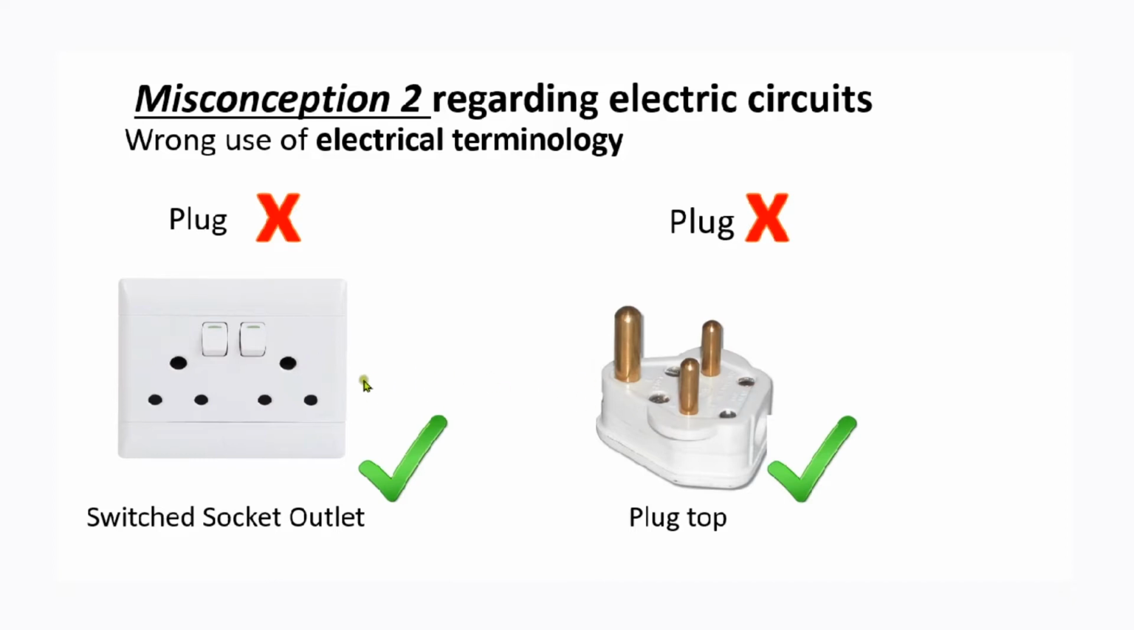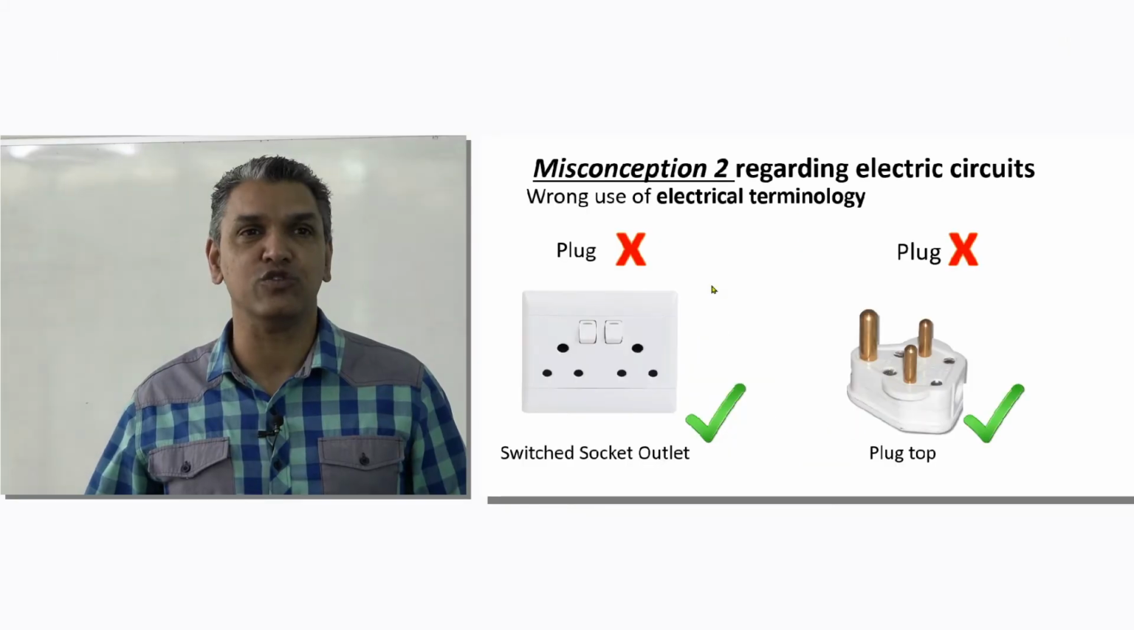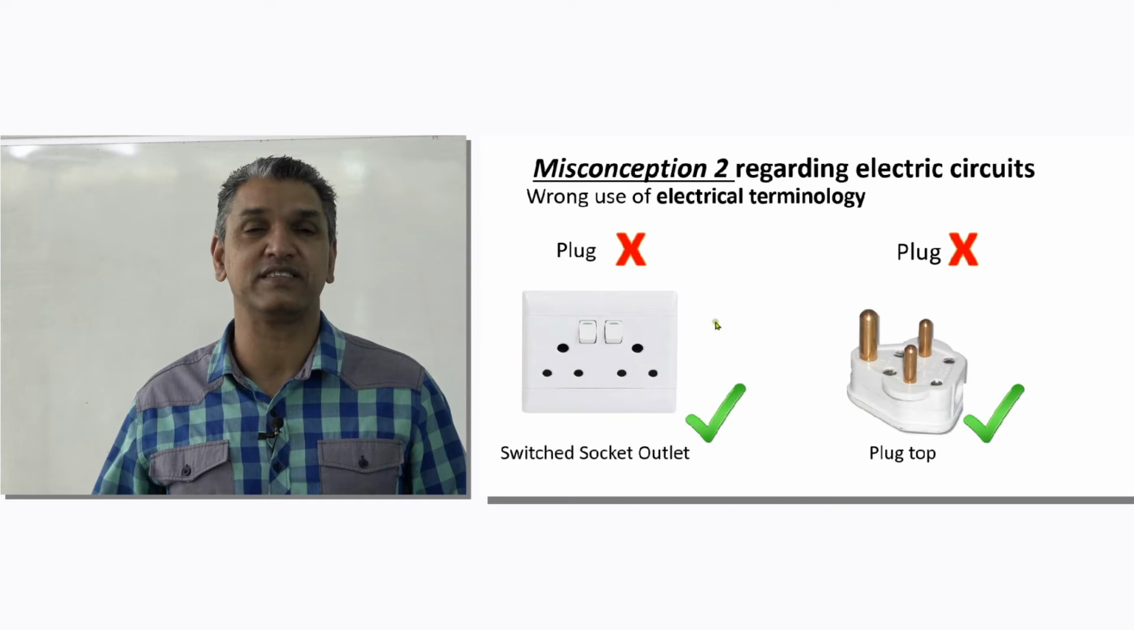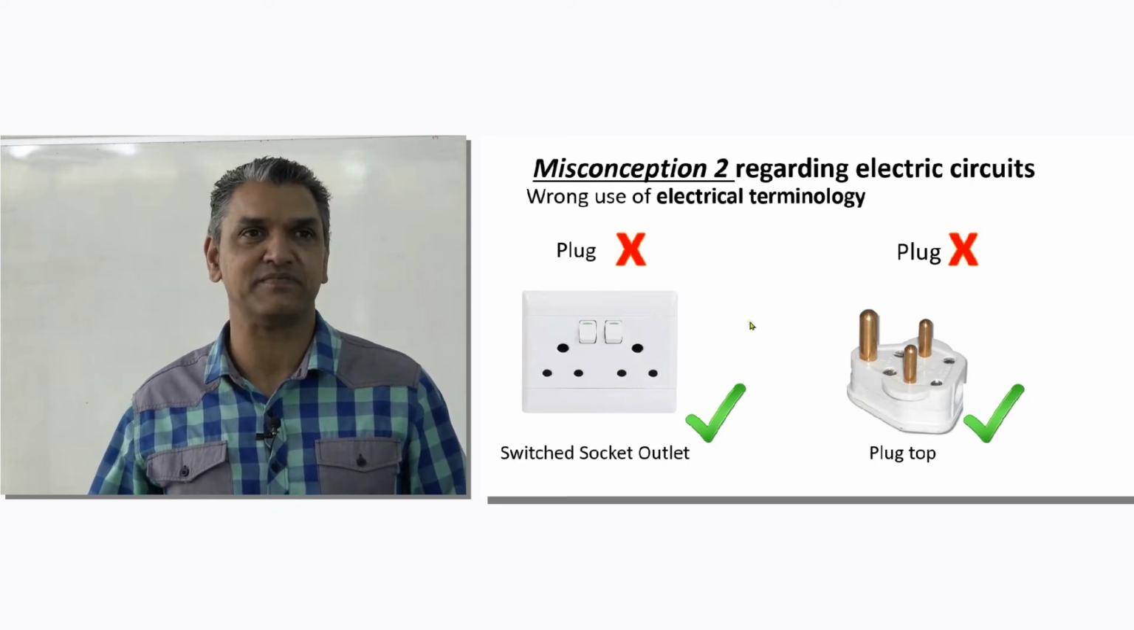So many of us have called the one on the left the plug and the one on the right the plug as well. But they both are not the plug. The one on the left is called a switched socket outlet and the one on the right is called a plug top. And we've come across this misconception where students use wrong electrical terminology. We must be able to call the components exactly by their electrical names.